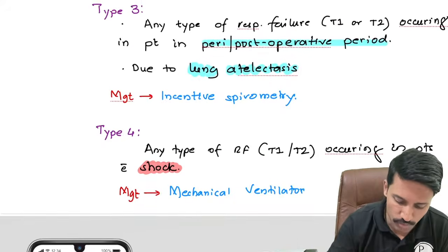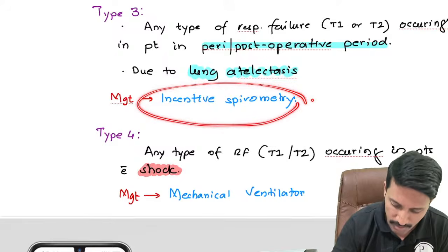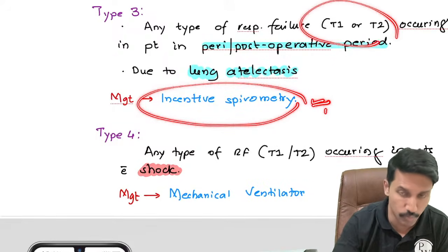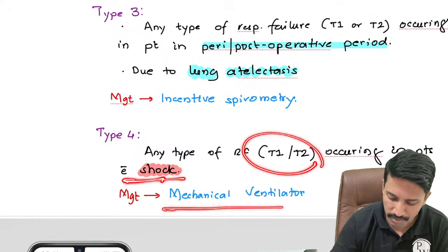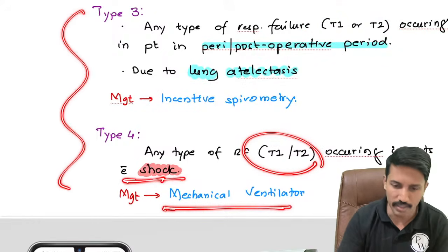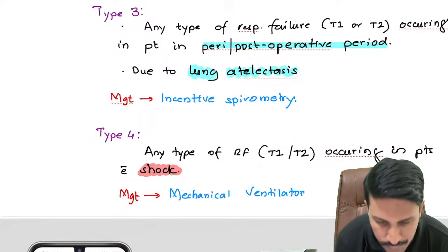So mainly for these two reasons, we should be treating atelectasis with incentive spirometry, and even if it is type 1 or type 2 respiratory failure, in the setting of a patient with shock, we should be treating them with a mechanical ventilator. So these are two additional miscellaneous types.